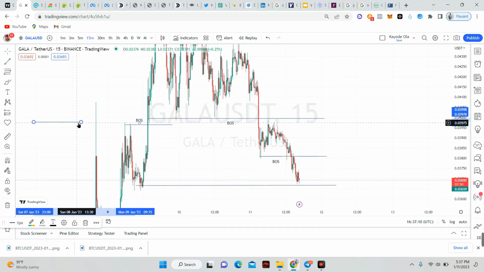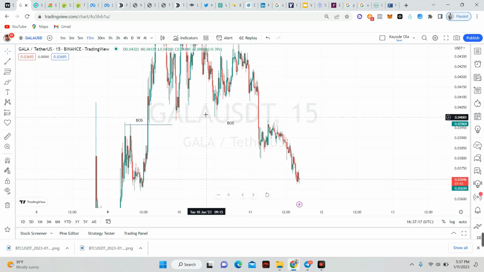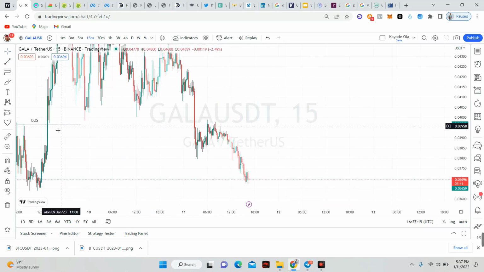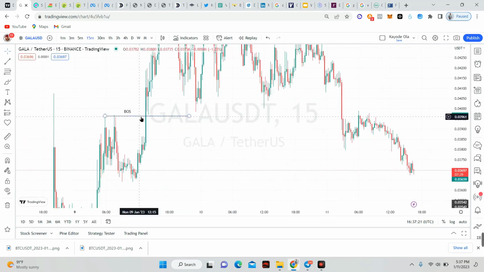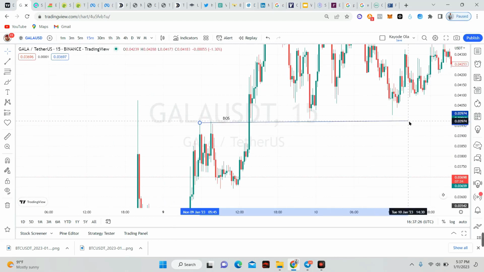Let's assume we don't have all of these yet, like when the market was going up, we can call this a break of structure. And as you can see, the market came back to retest this break of structure. This is a very simple thing and a very good thing for traders to note.